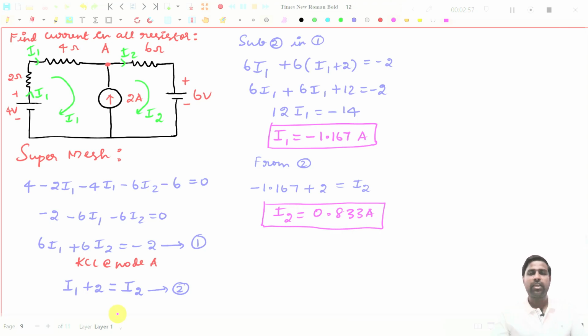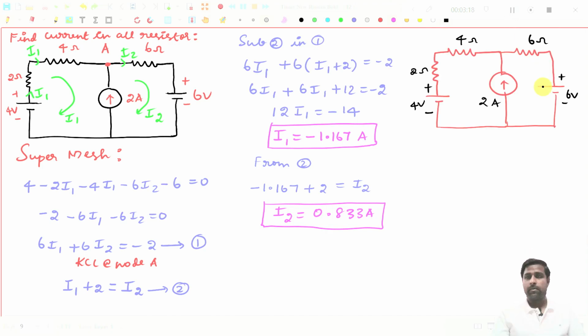So now you see I1 is negative. We got I1 as a negative value. So this assumed current direction is wrong. You have to reverse the current direction, right? You have to reverse the current direction. I will draw the circuit again so that you can easily understand. So I have drawn the circuit. So this will be now I1, this has to be reversed. So this will be I1 and this will be I2.